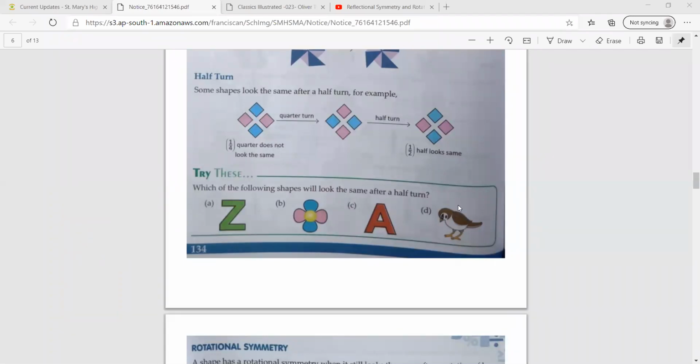This also you will try and cut it out on a paper. So take any rough paper and make this drawing on it, then cut it out. Then you take a half turn and see whether you are getting the same shape or not. Okay.